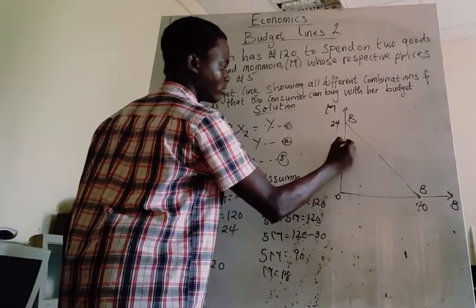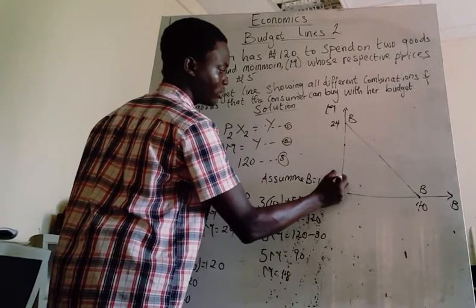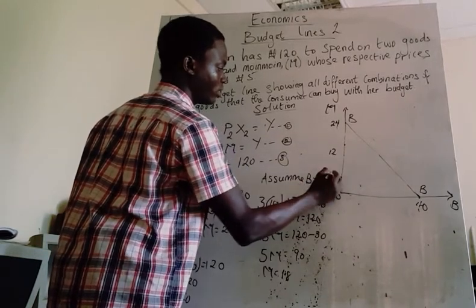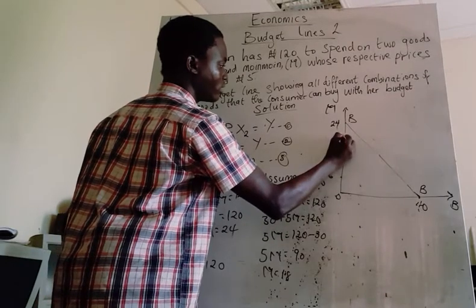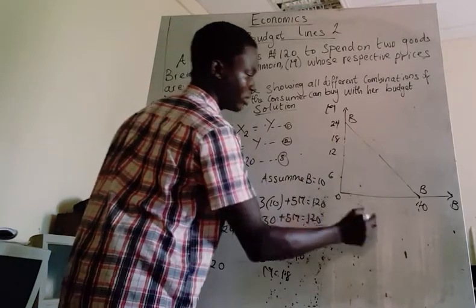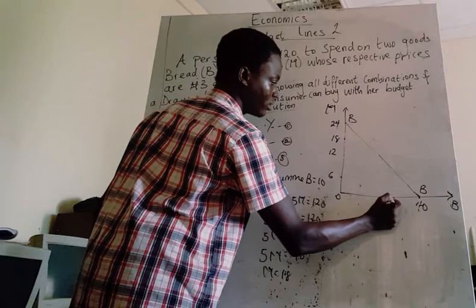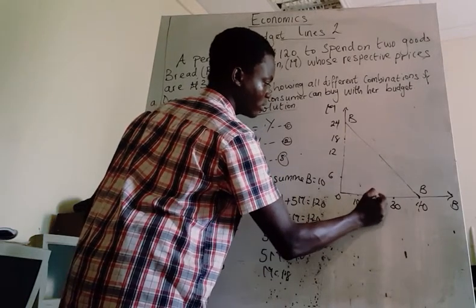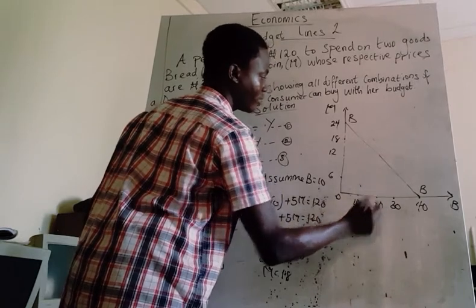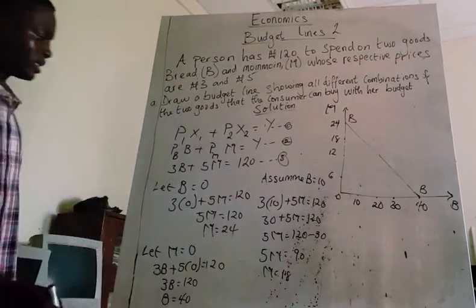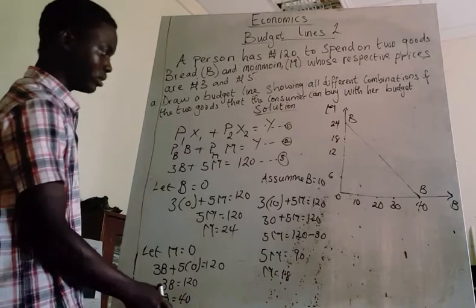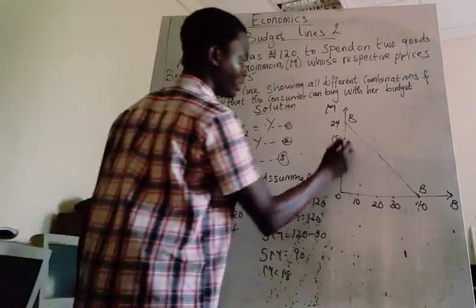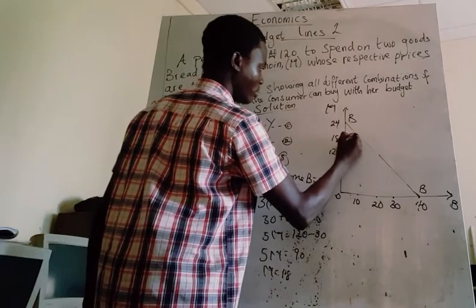So let's call this point 18. If this is 40, let's call this 30, this is 10, and this is 20. It's not a perfect graph. So we have 18 moi moi, and then this is 10 and this is 18. So we just have 10 and 18.